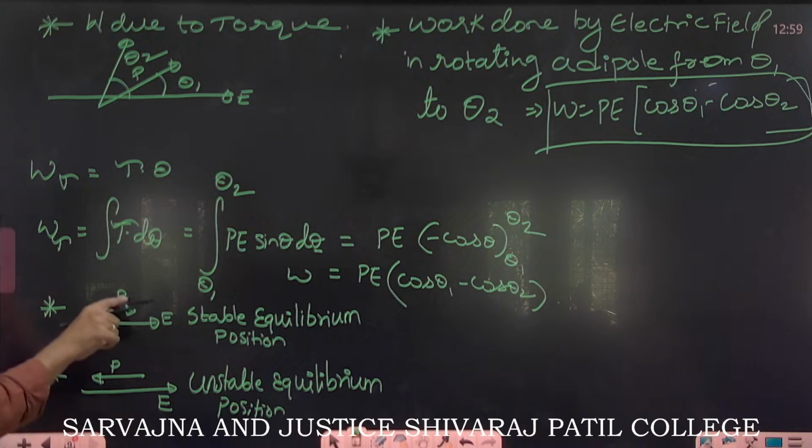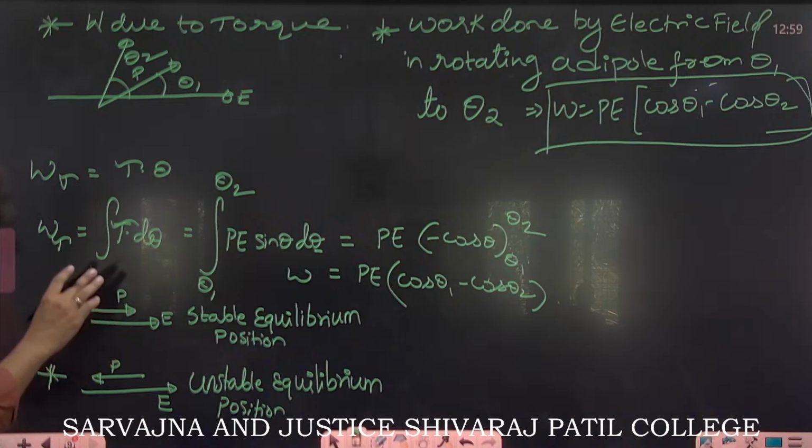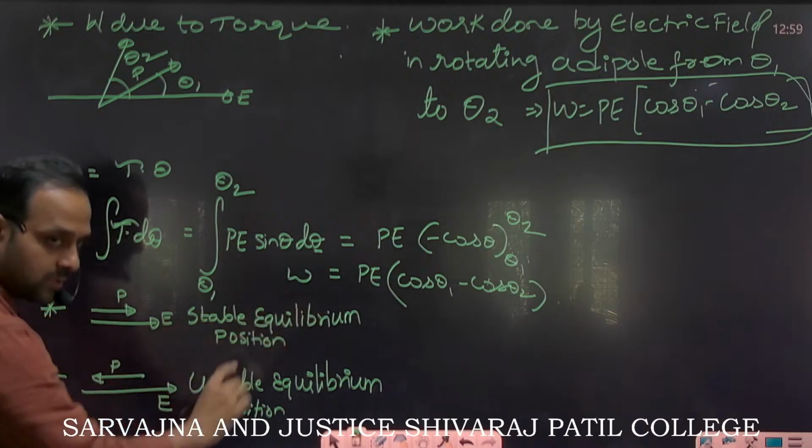Here, what is the angle between P and E? 0 degrees. So torque is 0. Force is already 0. In this position torque is also 0. So we call this an equilibrium.